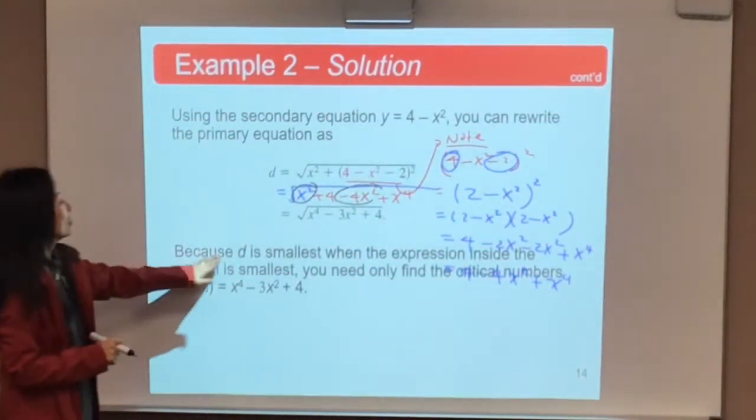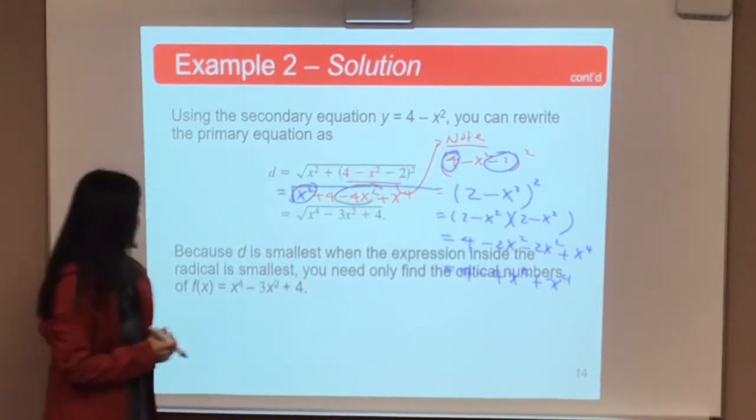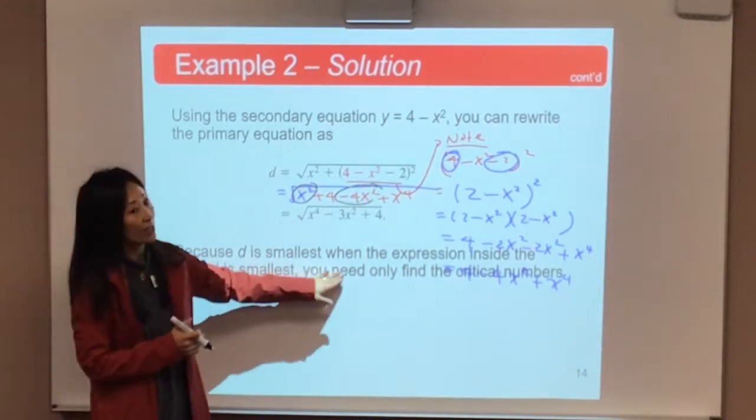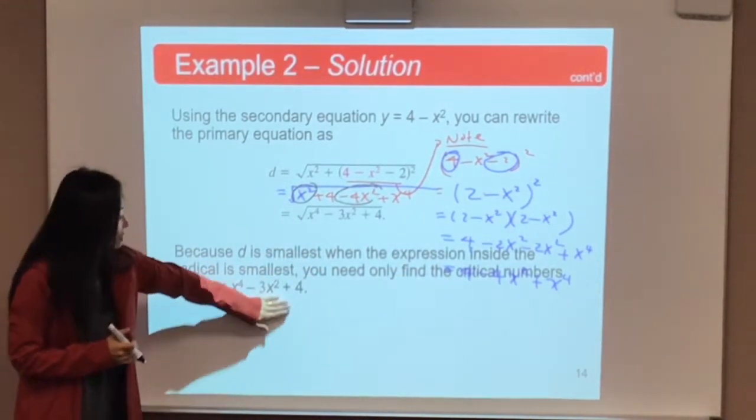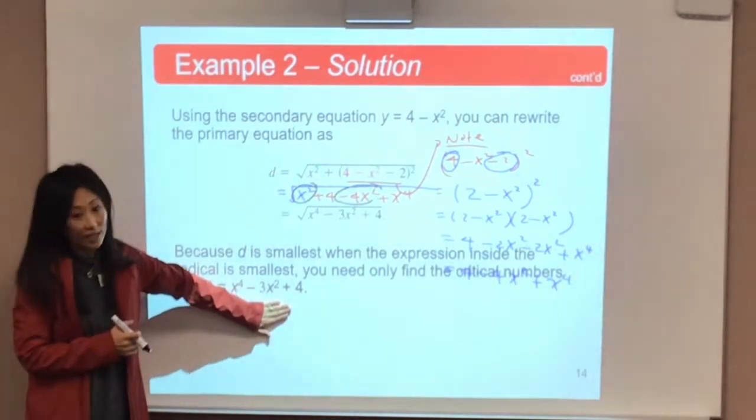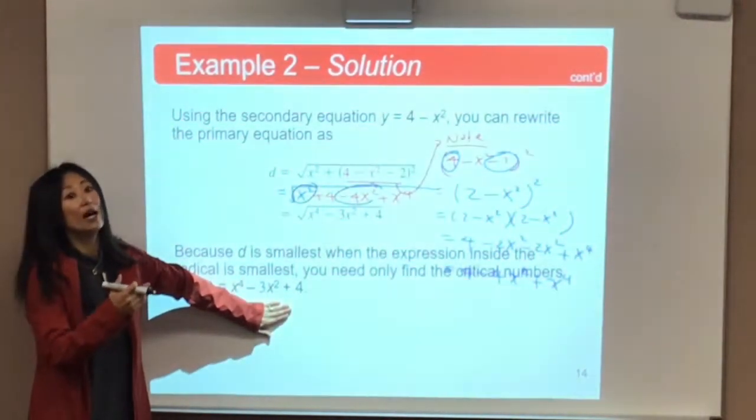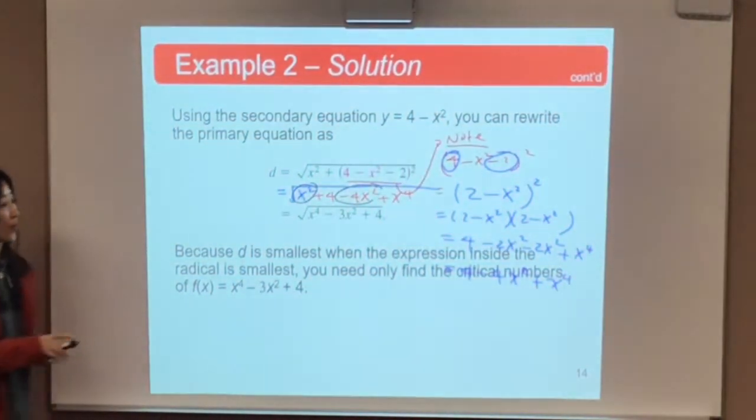Alright, because d is the smallest when the expression inside the radical is what? Smallest. So what I need to do is what? Take the derivative of which one? This. And set them equal to what? 0.